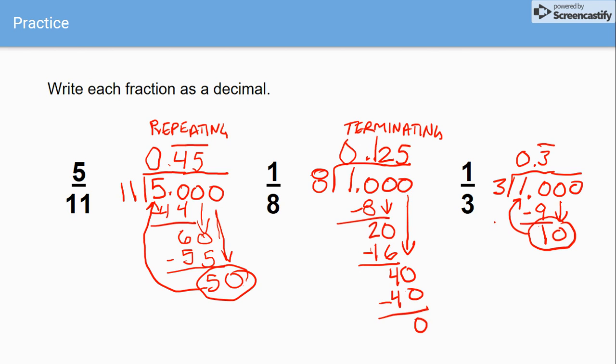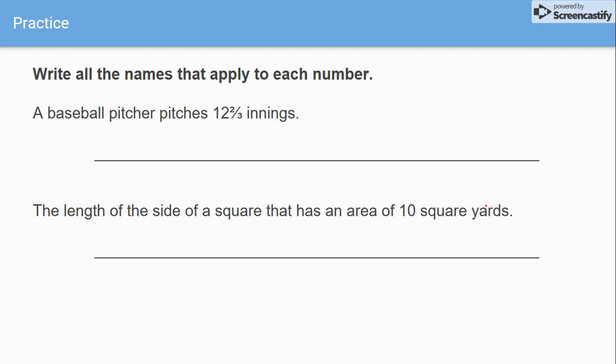All right, let's answer a couple of questions on what they are. So we're going to write all the names, and it says all the names. That's important. Pay attention to the questions. All the names apply. So this baseball pitcher pitches 12 2/3 innings. That is a fraction. It's not a whole number because there's a fraction. It's not an integer because there's a fraction. It's a rational number because it can be written as a fraction or a ratio. Rational. And it's real because all the numbers we're dealing with are also real. Anything they ask for is also going to be real.